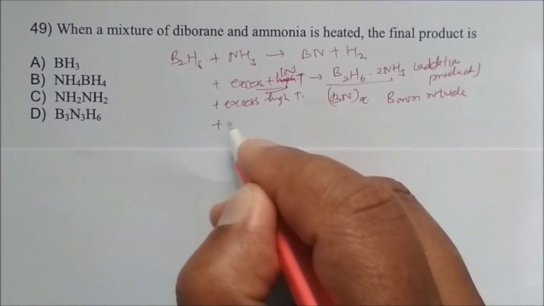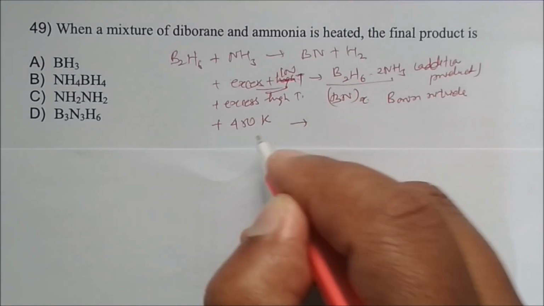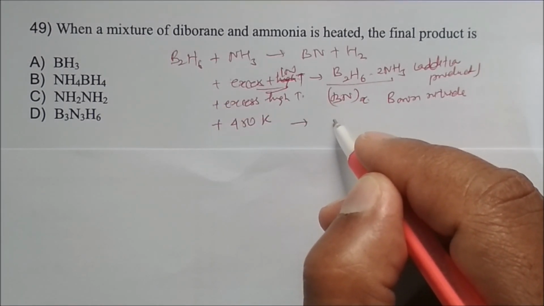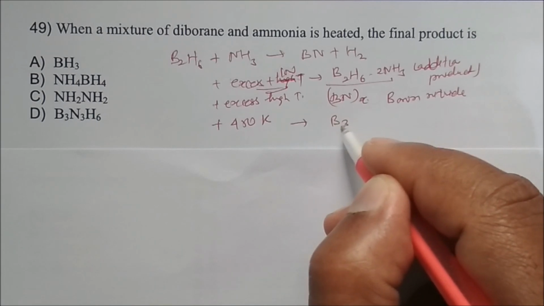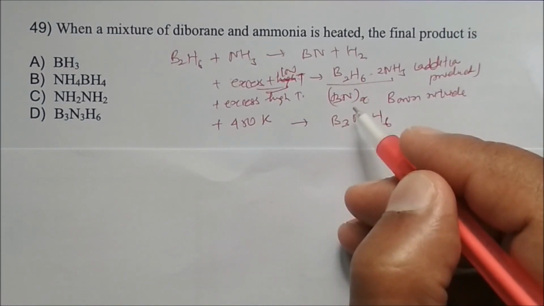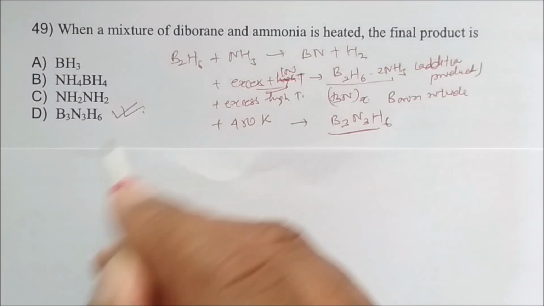Now if you are giving 450 Kelvin, you will get the compound at this high temperature. This will make a cyclic ring like a benzene ring. So you will get B3N3H6. So these three options are not given, only this option is given. If you see carefully, this answer is the only correct one.